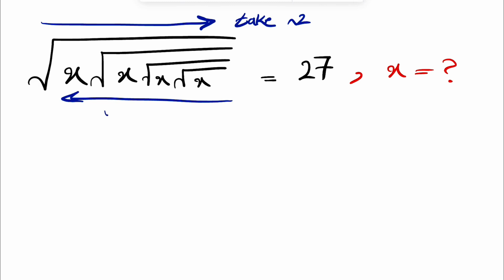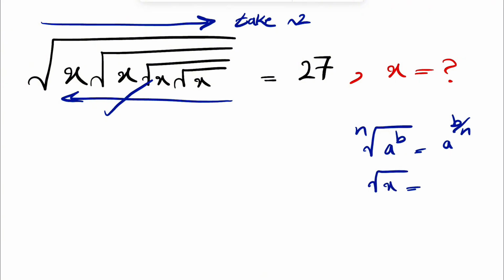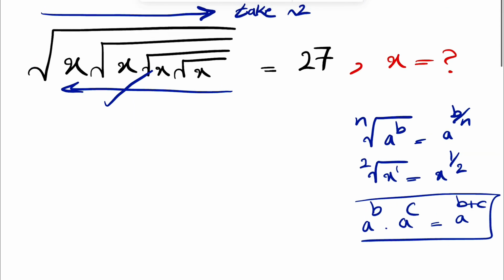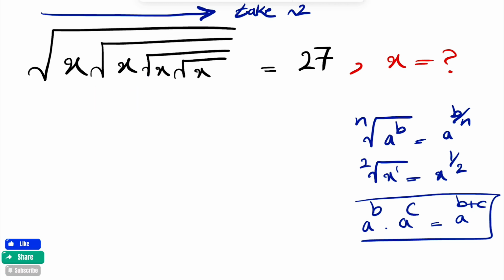What we need for this path is that the nth root of a to the power of b is equal to a to the power of b over n. So the square root of x, since we have the second root of x to the power of 1, will be equal to x to the 1/2. The other thing we need to know is that a to the b times a to the c is equal to a to the power of b plus c. That's all we need if we want to start from the inside and go outside, as I said. So this would be our path.